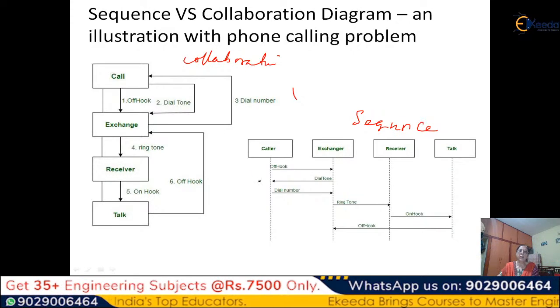Okay, so you can see this is the time domain. Time is going up from top to bottom. There is no time domain here. Absolutely, time is missing. The time is not important here. Whereas here the time is important.